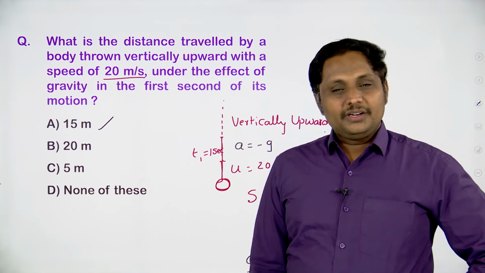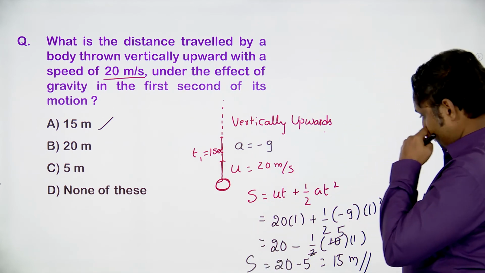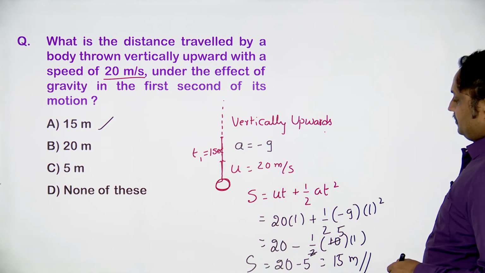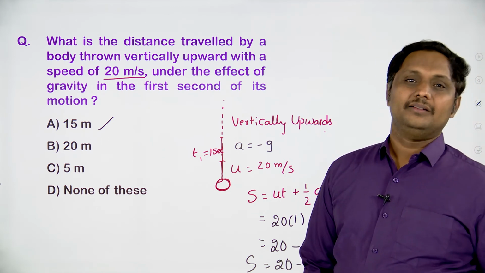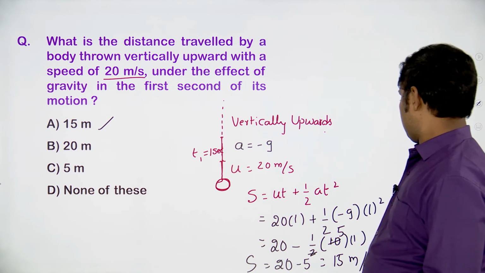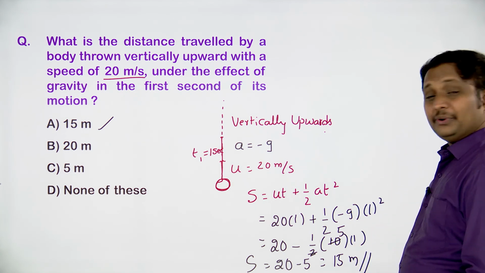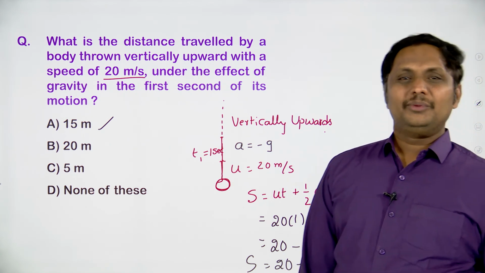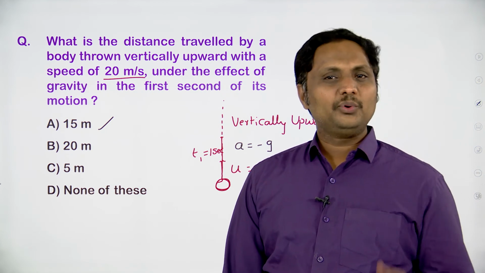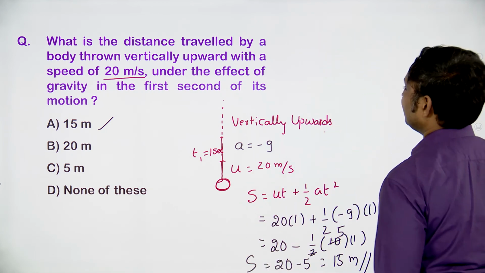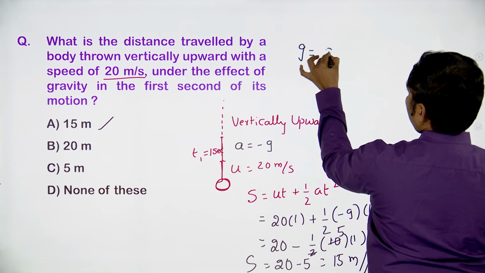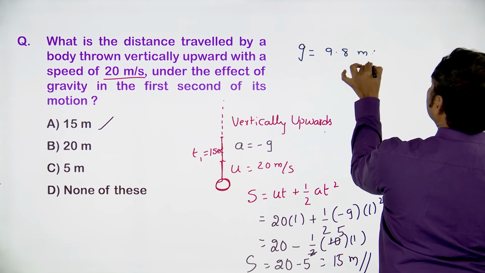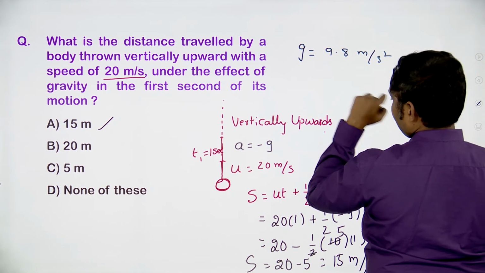If they have given the G value, consider G to be 10 meter per second square. Sometimes, if they have not given it, you have to consider it to be 9.8. Yes, we have to consider G is equal to 9.8 meter per second square. Okay, we will take this value and solve that.